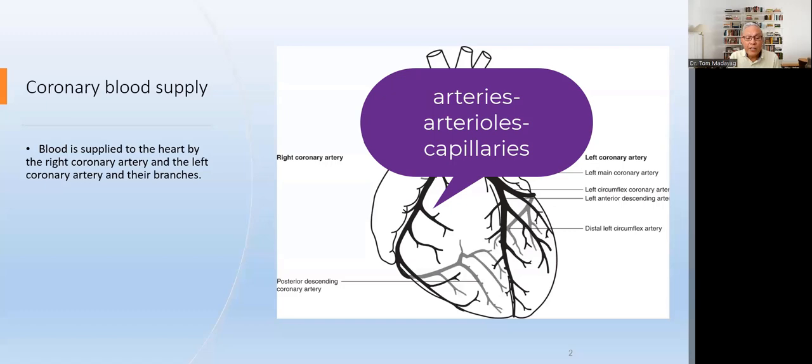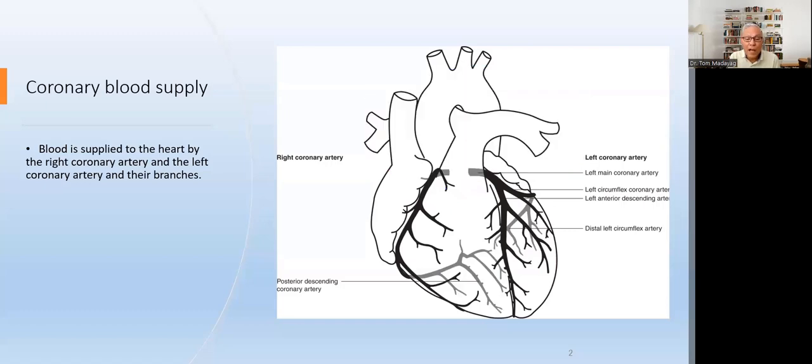Thus, the epicardium has a rich blood supply to draw from. Branches of the main coronary arteries penetrate into the heart's muscle mass and supply the subendocardium with blood. The diameter of these feeder branches, also known as collateral circulation, is much narrower.